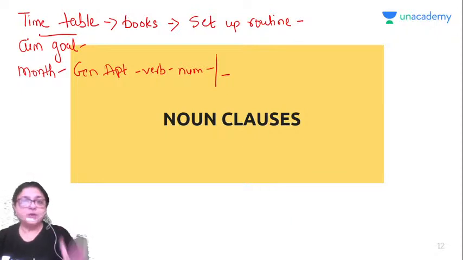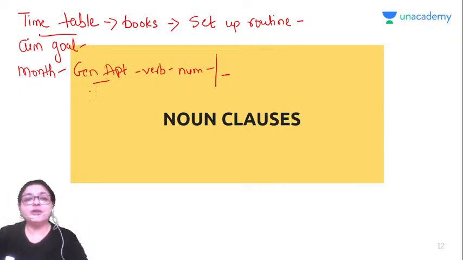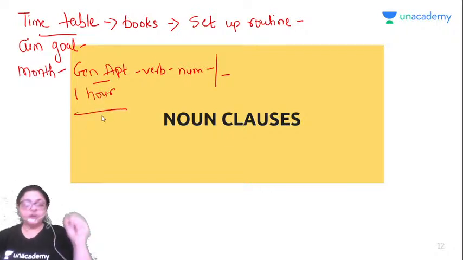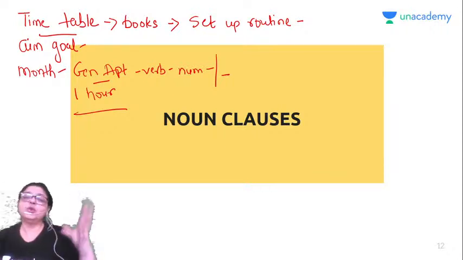So now what am I going to do? First of all, for general aptitude, you need to have at least 1 hour a day. One hour each day, so that you have a little time to solve answers for verbal and a little time for numerical.